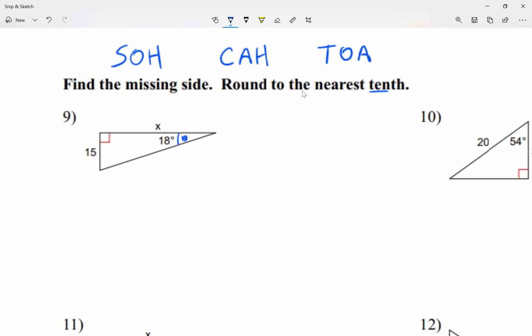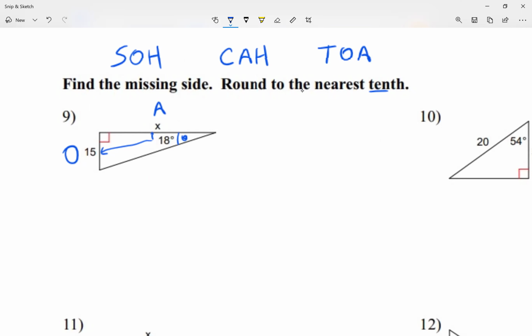So let me label my 3 sides. I remembered I started from the 90-degree angle, and farthest from the 90-degree angle, that's what I called hypotenuse. The biggest side is the hypotenuse. Based on my theta, so in this case 18 degrees, farthest away from theta, that's what I call opposite. Close to theta, that's what I call adjacent. Right, from the 3 sides, hypotenuse, opposite, and adjacent, you only have 2. So let me take the H out because I have no information about the hypotenuse.